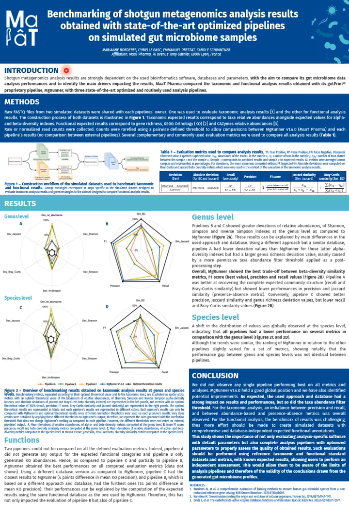With this in mind, we have compared the taxonomic and functional results obtained with a gut proprietary pipeline at MatPharma named mgrunner with 3 optimized and routinely used analysis pipelines. We used 2 simulated metagenomic datasets, one to evaluate the taxonomic results and one for the functional results.